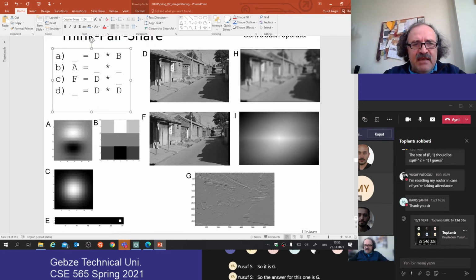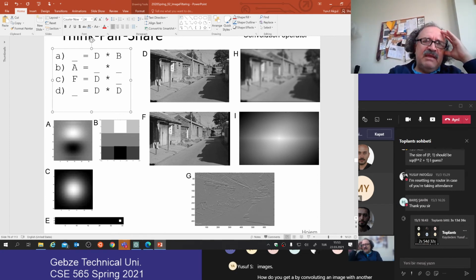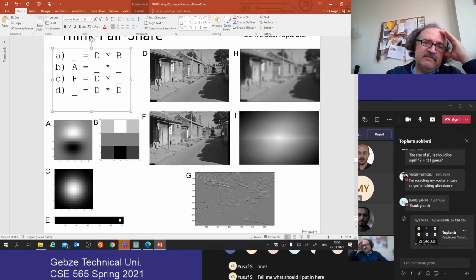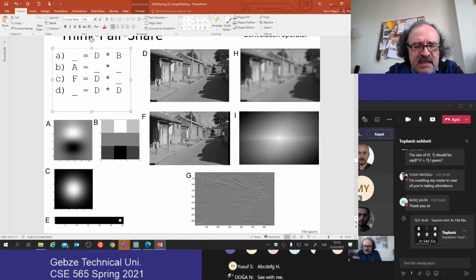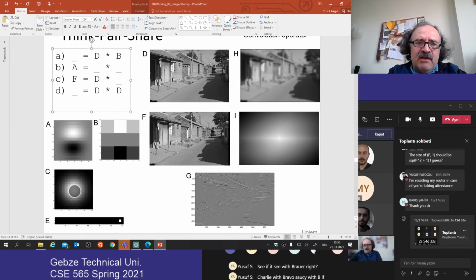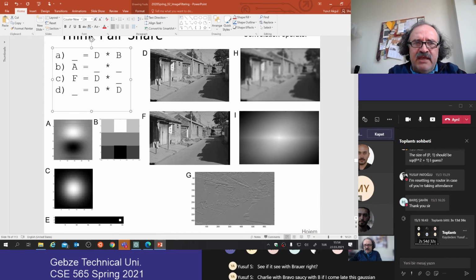How about what is A? How do you get A using the convolution operator between any of these images? How do you get A by convolving an image with another one? Tell me, what should I put in here? A, B, C, D, F, G, H. C with B. C with what? C with B, Charlie with Bravo. If I convolve this Gaussian with this one, I would get A.